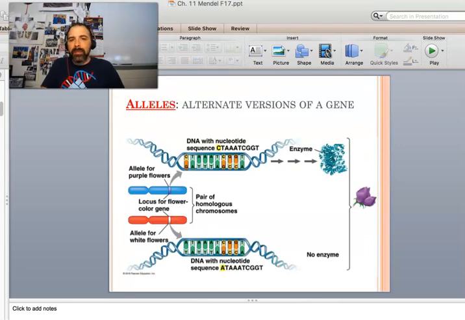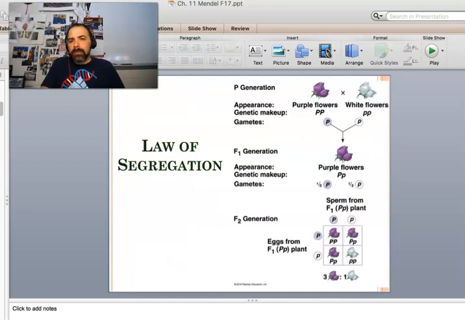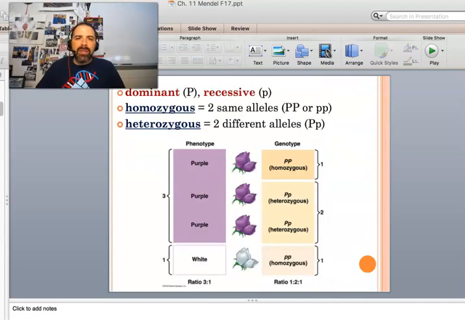So here's an allele, alternate version of a gene. Here's our law of segregation. So you've got a purple flower, a white flower. You can see that the dominant allele and the recessive allele separate. And then if you go down to that F2 generation, you can see the separation of those alleles. So when we're talking about law of segregation, a monohybrid is kind of an easy way to remember that. So dominant, recessive, homozygous, heterozygous.